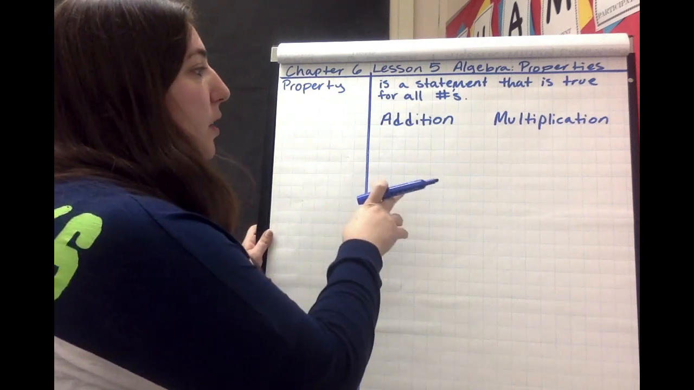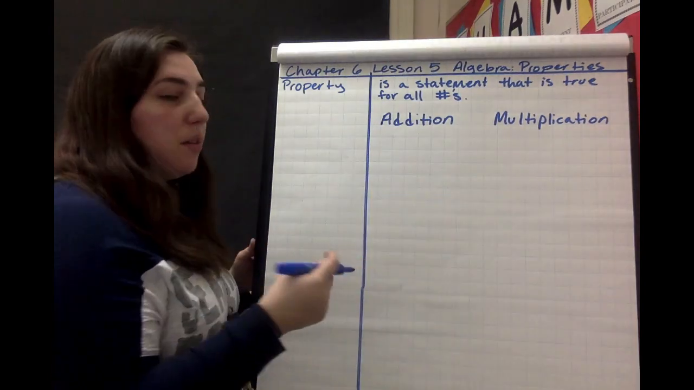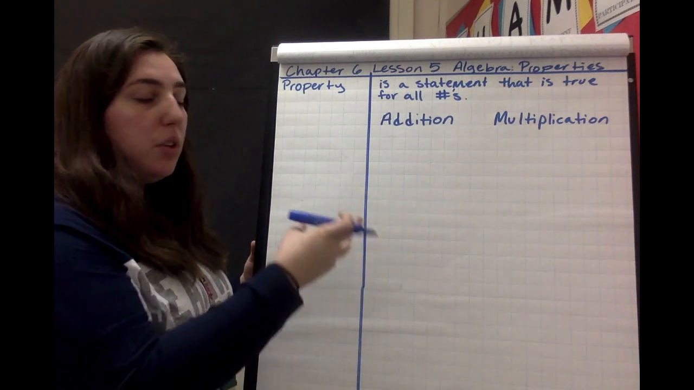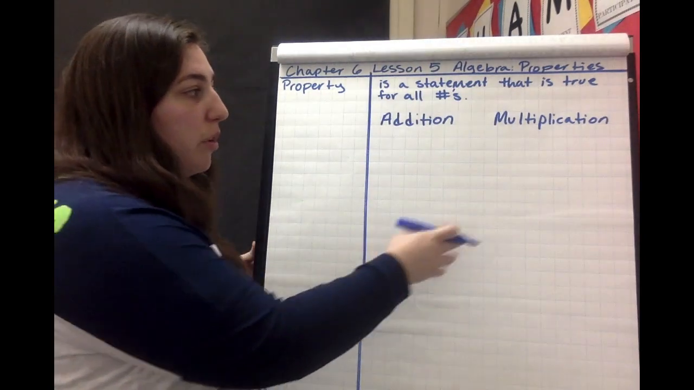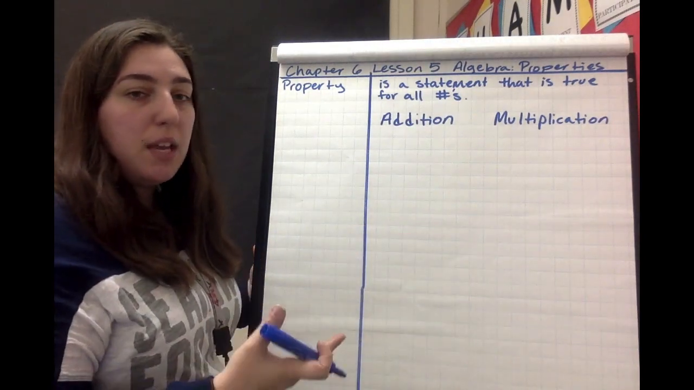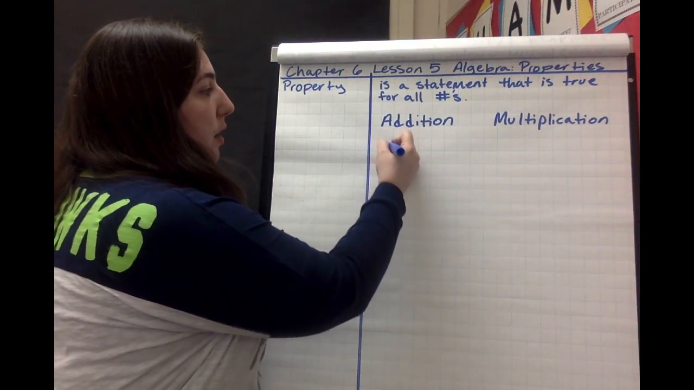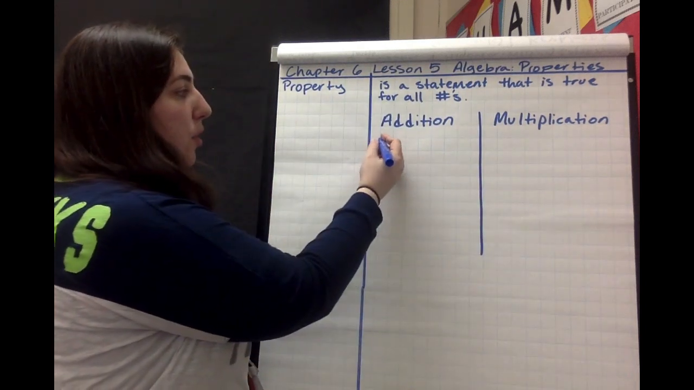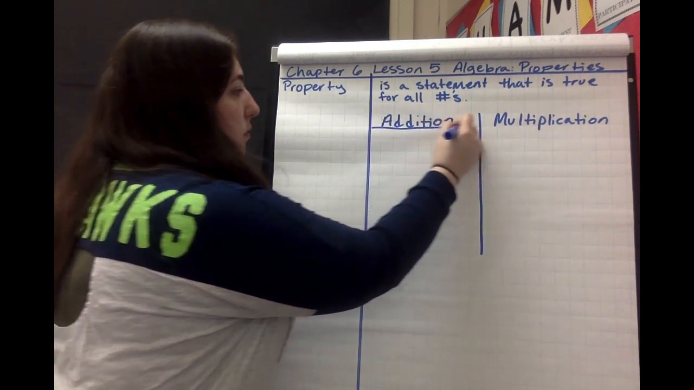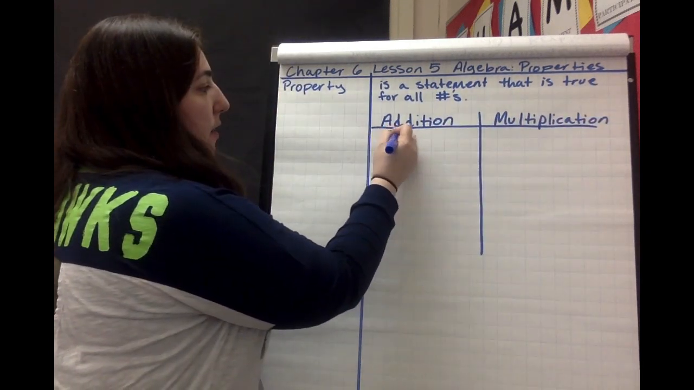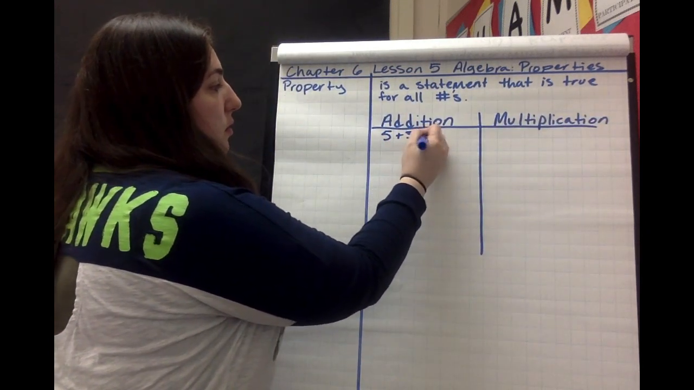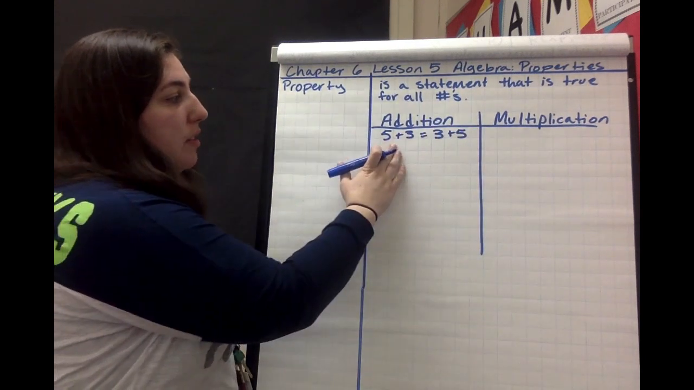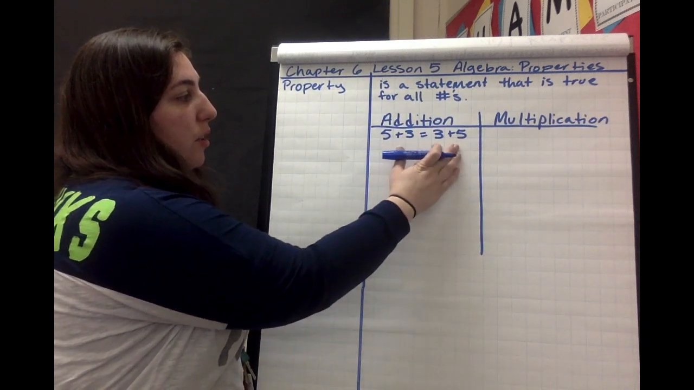So first we're going to talk about the commutative property. The commutative property states that it doesn't matter what order you put the numbers in. If you're adding or multiplying, you'll come up with the same answer. For example, and I'm going to make a line down the middle, if we have 5 plus 3 and 3 plus 5, this is the same thing.